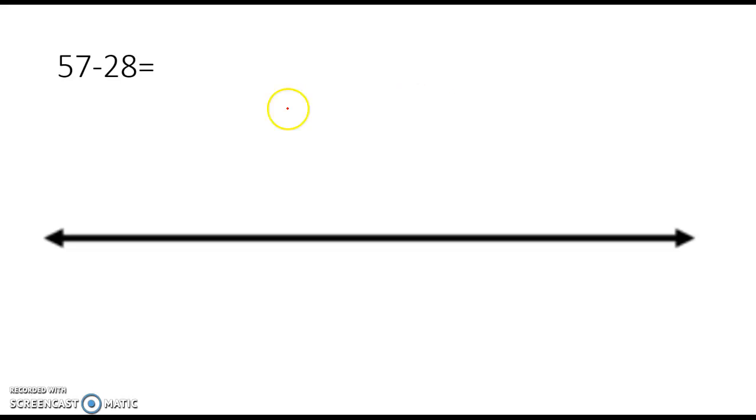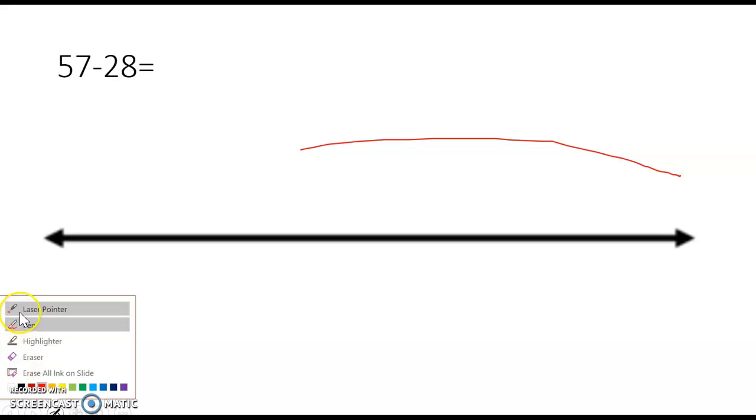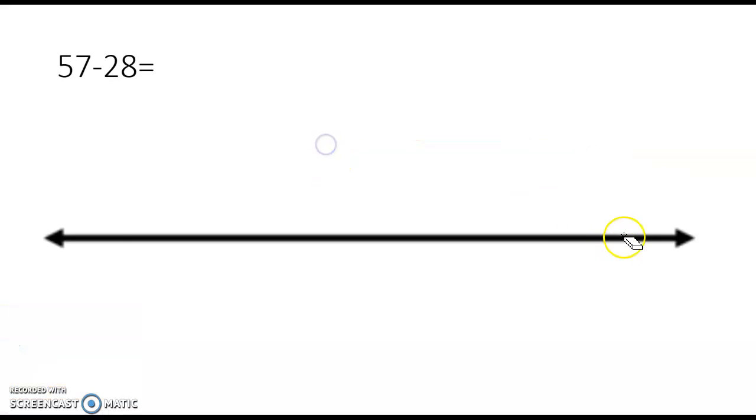When we counted back, we started with our greatest number, which was the first number, and we started on this end. When we count up, we're going to start on this end with the smaller number. So we're starting with 28. We're trying to find the difference, so we need to count up to 57.